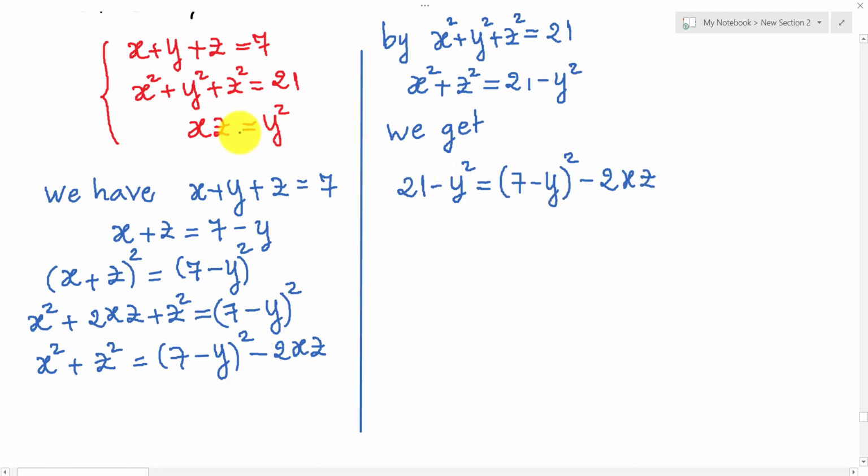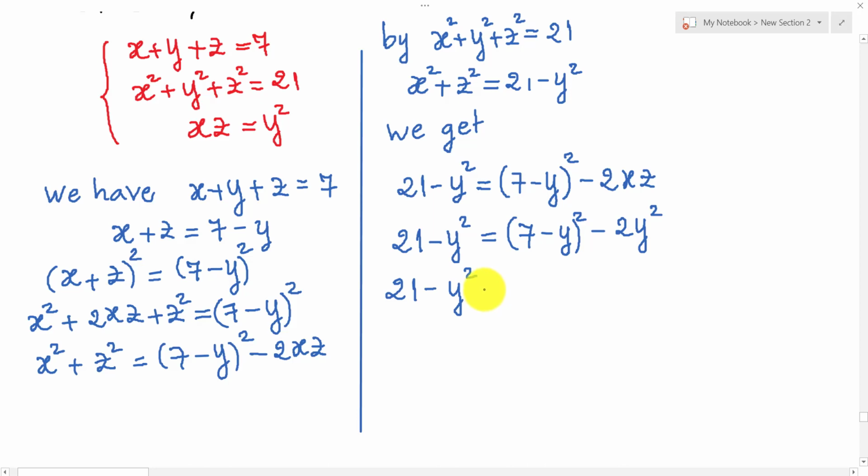And then we see this xz equal y squared, so I replace xz by y squared. So I get 21 minus y squared equal 7 minus y all squared minus 2y squared. And here we use the formula a minus b all squared equals a squared minus 2ab plus b squared.